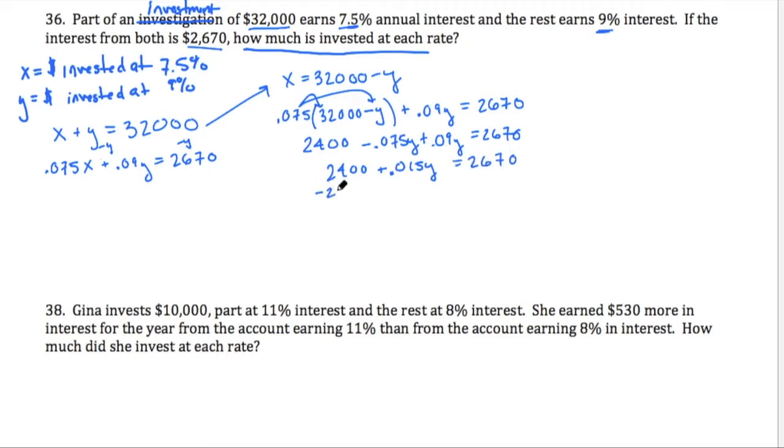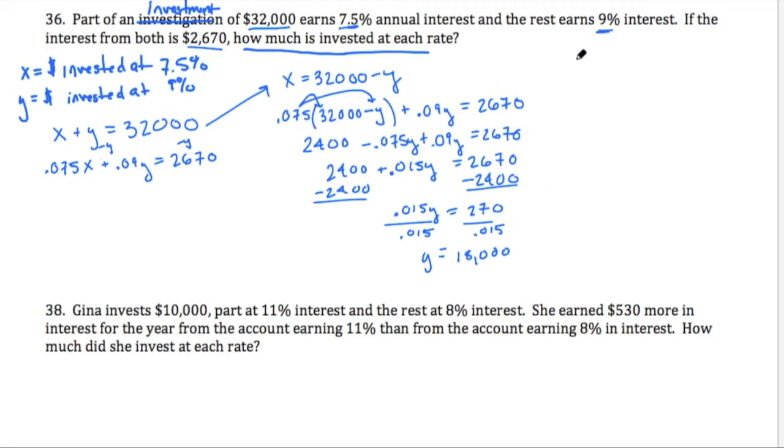We'll subtract 2,400 from both sides. So we're left with 0.015y is equal to 270. And we'll divide both sides by 0.015. And we get that y is equal to 18,000. So that's the amount of money that we invested at the 9% rate.